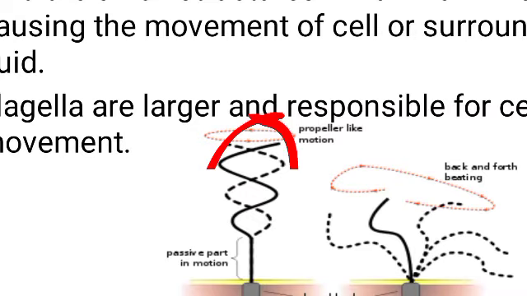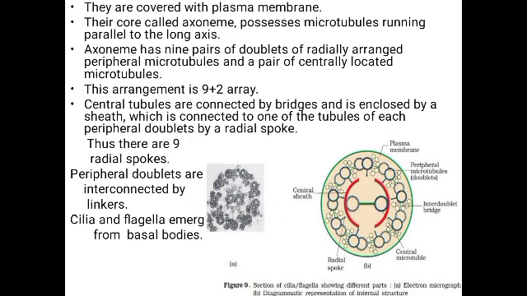So the direction of its movement, how it will be moving, as a result the cell can move. That is shown in this diagram. Okay. When we see the structure of this cilia or flagella under the electron microscope, we can see that they are surrounded by a plasma membrane. The cilia and flagella are covered or surrounded by a plasma membrane.